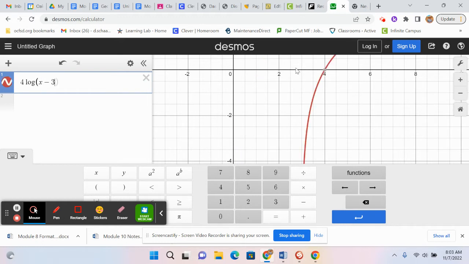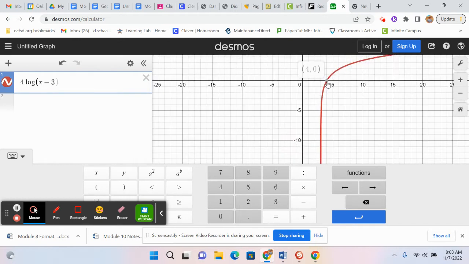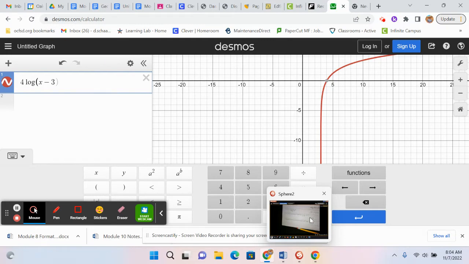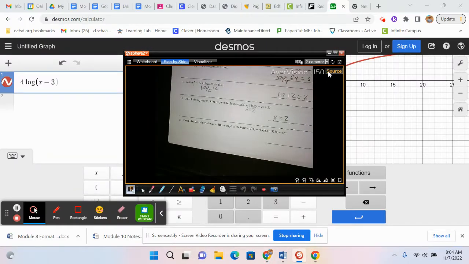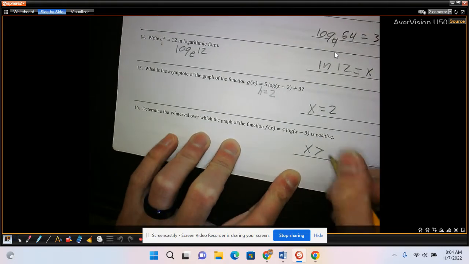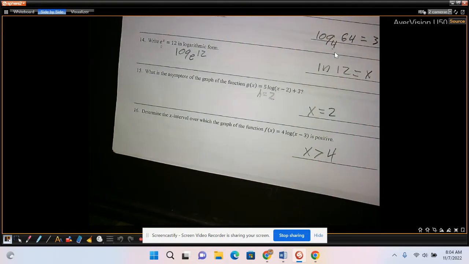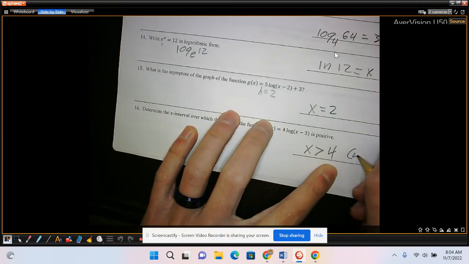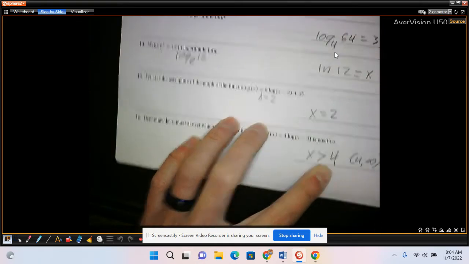Okay, and it looks like this, and we can see that it is positive all the way after x is 4. So if we're talking about the x interval where a function is positive, that is when x is greater than 4. Or you could say from 4 to infinity.